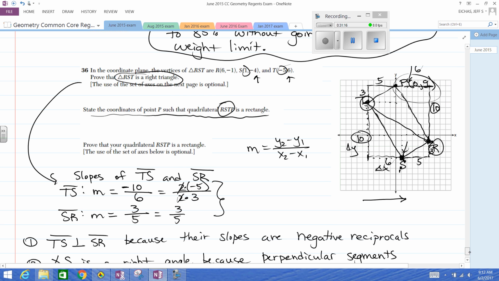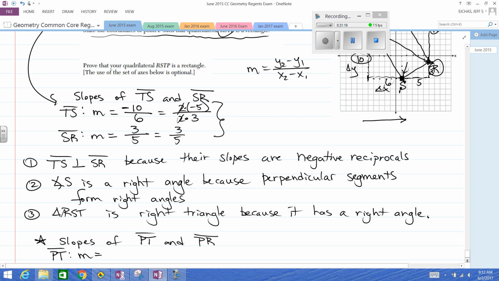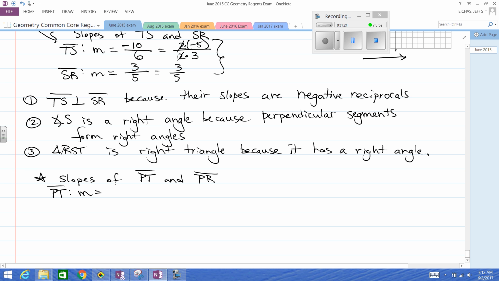So, I say P to T is first. That is a rise of 3, a run of 5. It is positive because as we move left to right, it's going up. No reducing needed. P to R. The change in y is 10. The change in x is 6. And it is negative because it's going down as we move left to right. Take out a factor of 2. And those knock out.